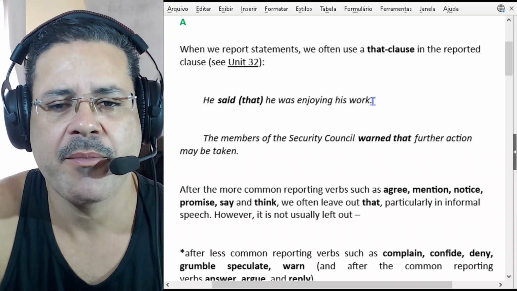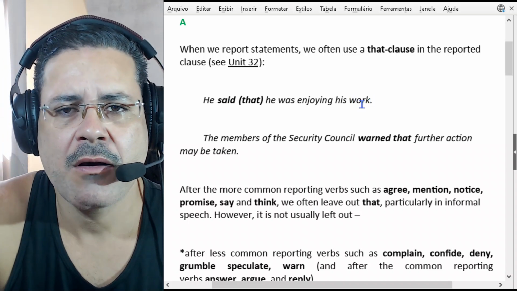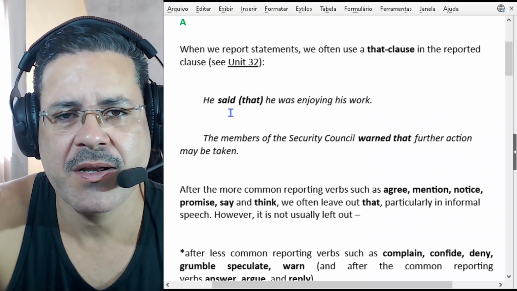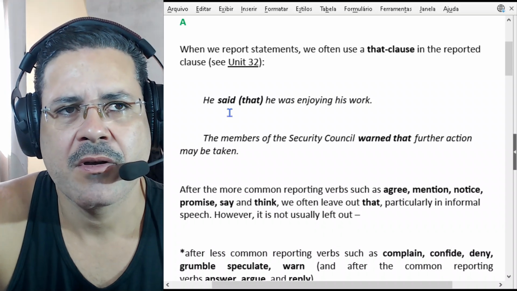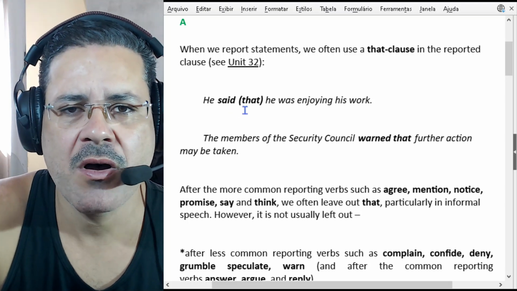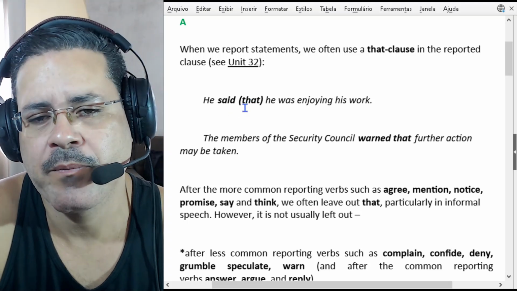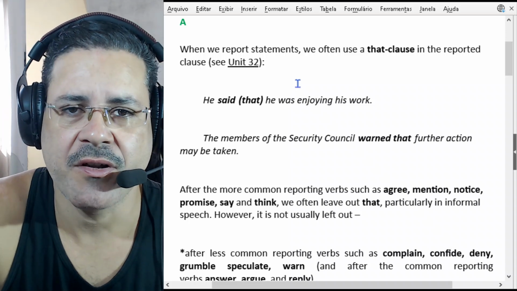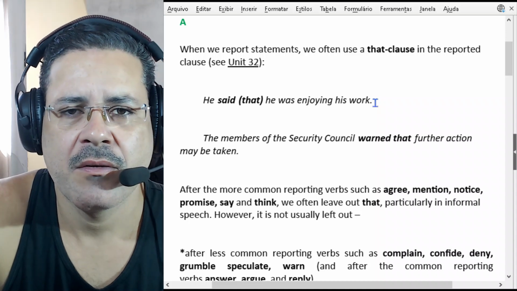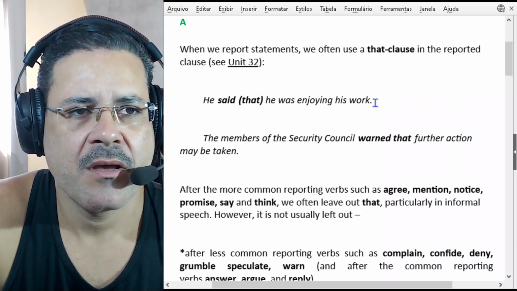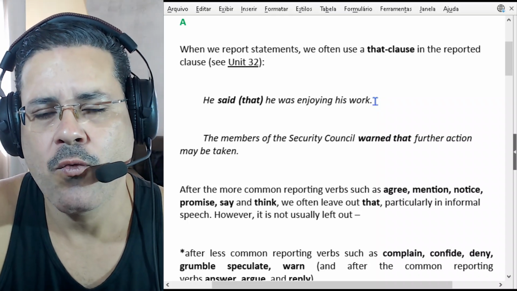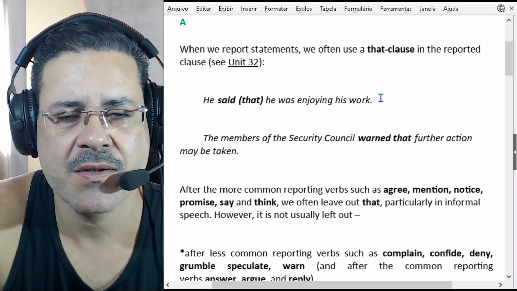For example, I might ask that person, "How's your work?" He might say, we might say, for example, he was like, "I'm enjoying my work." Alternatively, when asked about his job, he might say something like, and he went, "I'm enjoying my work." So those are ways of reporting what somebody has said.